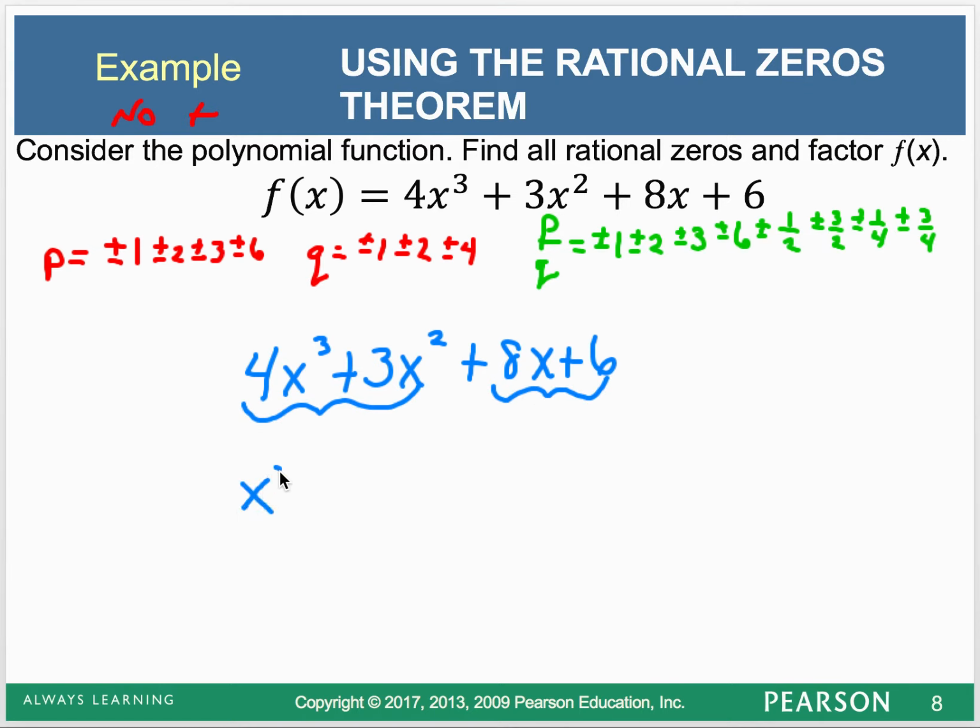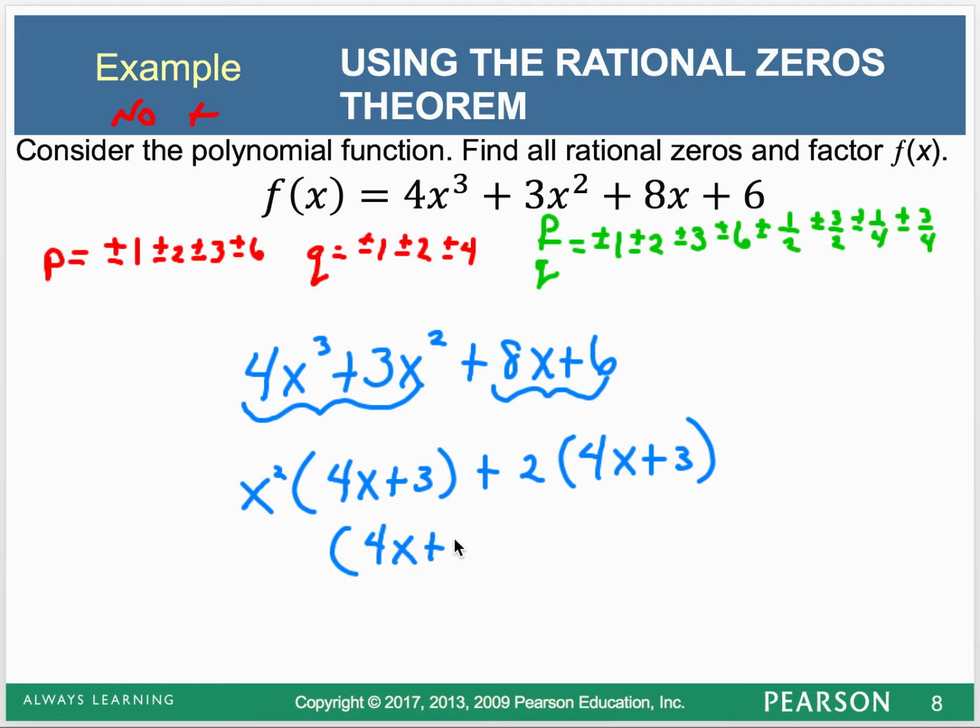Can factor out an x squared, and that leaves 4x plus 3. Can factor out a 2, and that leaves 4x plus 3. See how much easier it is if you think about factoring them first?